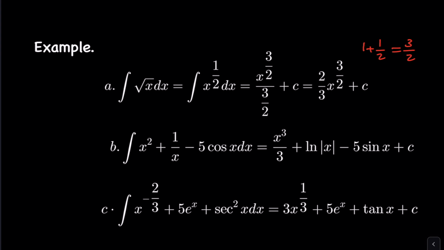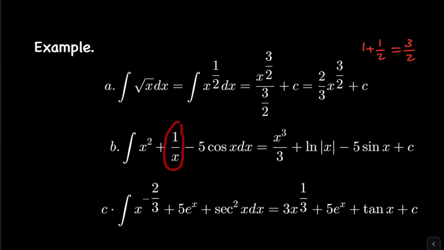Let's look at the next example. I have the integral of x squared plus 1/x minus 5 cosine x dx. All I need to do is to find an antiderivative for each of these three functions separately and add. Antiderivative of x squared is going to be, this is x to some power. So I need to add 1 to 2, so it becomes 3, and I divide by the same number. So the antiderivative of x squared becomes x cubed divided by 3.